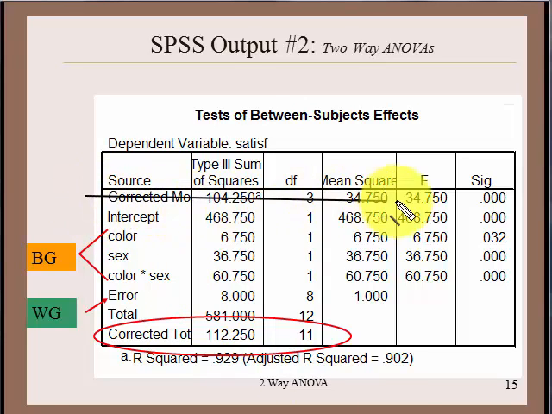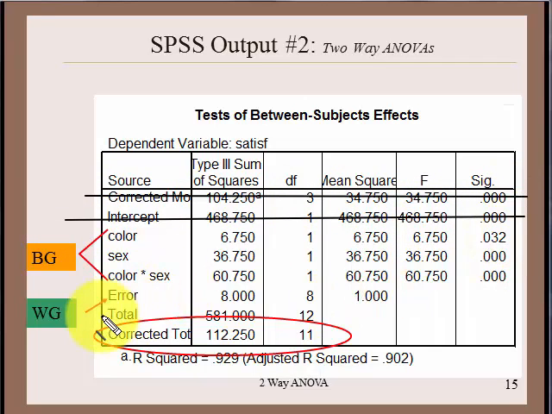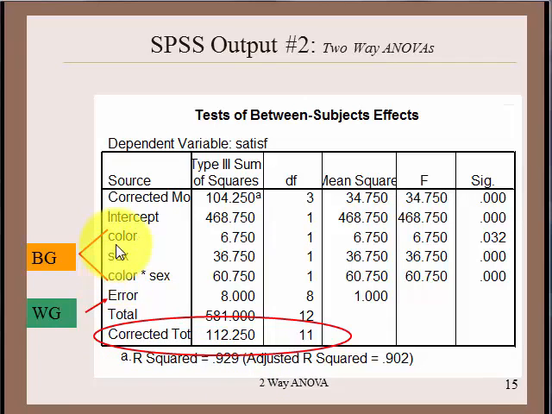You can ignore this first line where it says corrected model, this line where it says intercept, and this line down here where it says total. When we do this, we're always going to be using the corrected total. So what do I have left? If you look at this, I have these three things here, the color, sex, and color by sex, and then error and total. And it should look familiar in that you have some sum of squares, you have some degrees of freedom, you have mean squares, and you have F. And then you have a significance test for each F.